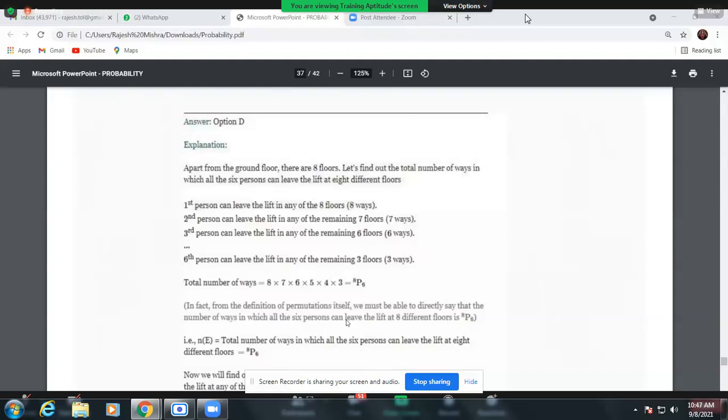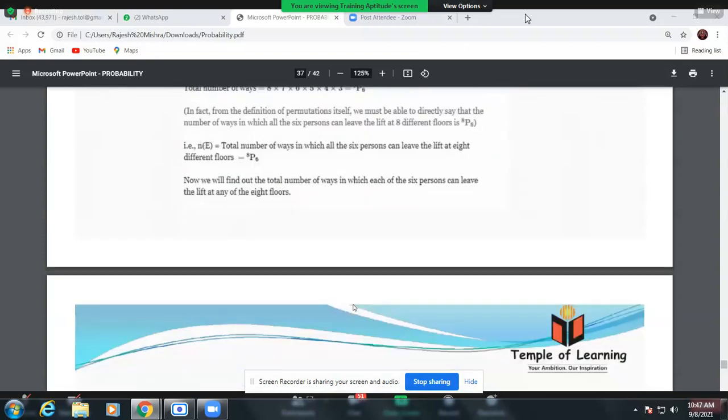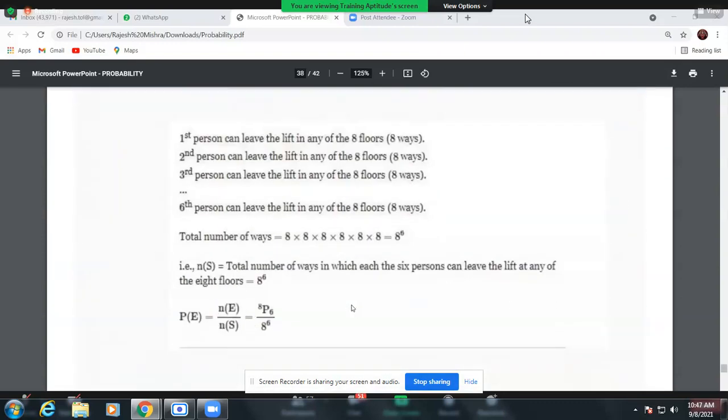Because the total numbers are 6, the 6th person is the last one. 6 logged out of 8 floors, 8P6. And if I don't put the precondition, then each one of them can go to any of the 8 floors.